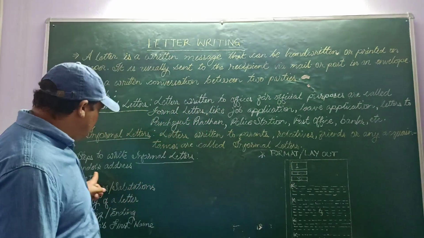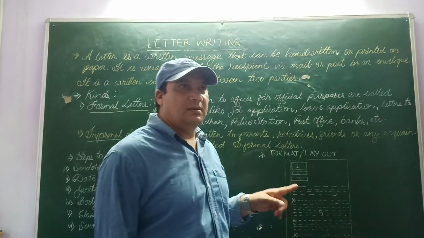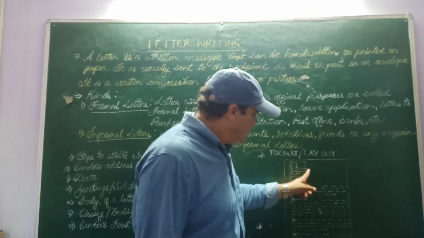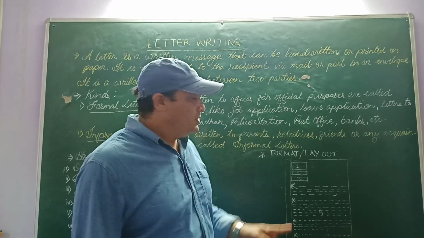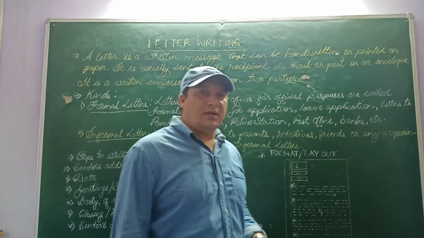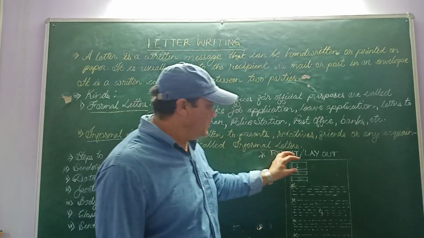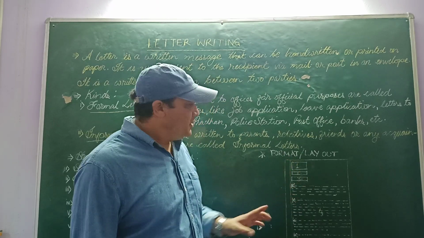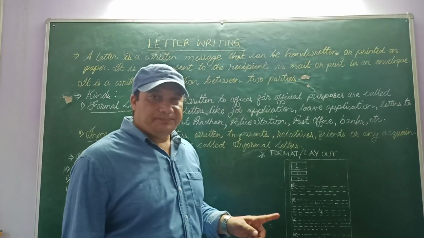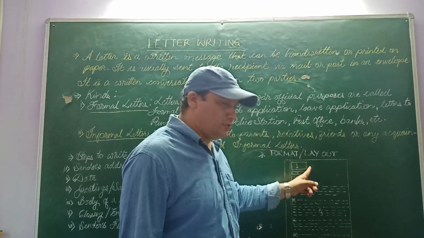And what is step number 1? Sender's address. The person who is writing a letter, his address must be mentioned on the top left hand side of the page. And remember, do not write your name in the beginning. Don't write your name. It should be only the address with no name of the sender. The one who is writing the letter is the sender. His address or her address must be given on the top left hand side.